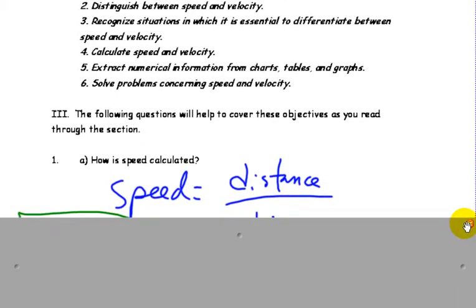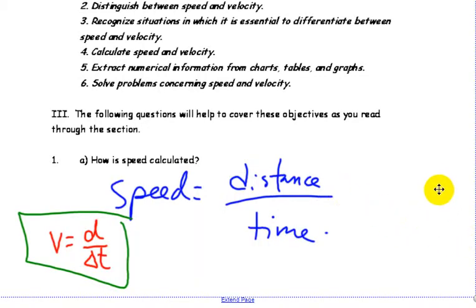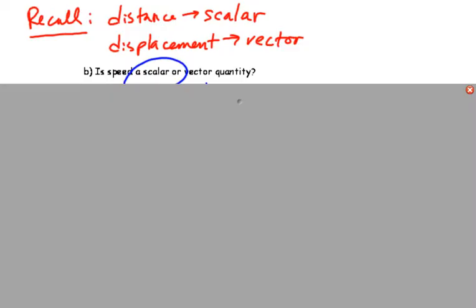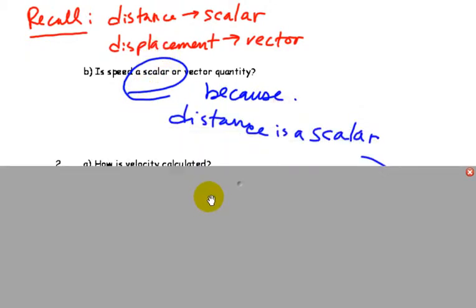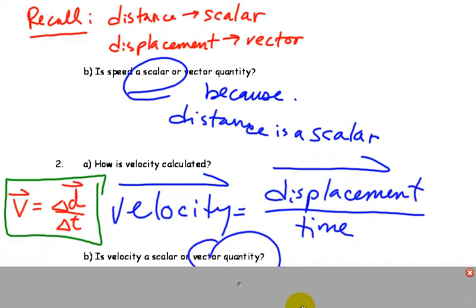So first of all, speed is defined as distance over time. As a formula, we usually refer to it as v equals d over delta t, or change in time. And you notice I don't have a half arrow over the d, so that implies that it is actually a scalar quantity. The direction does not matter in this case. So speed is a scalar quantity as well because distance is a scalar quantity. Speed is defined as distance over time, so if it's a scalar, then the overall result is going to be a scalar.